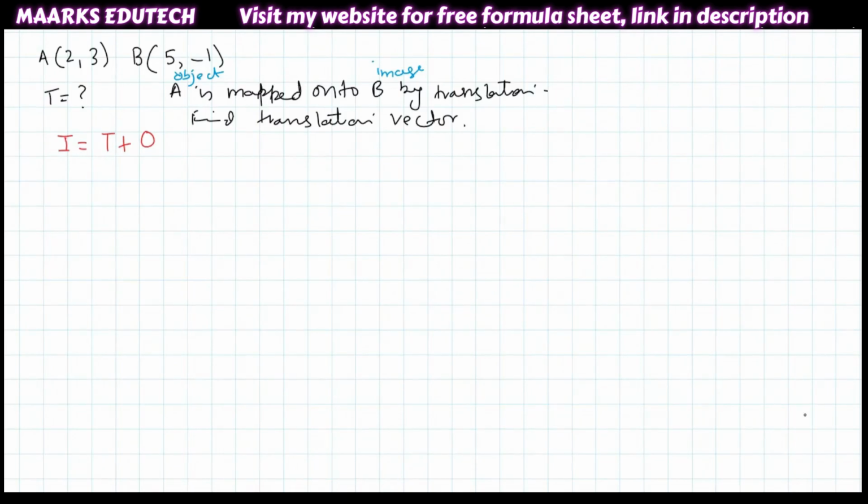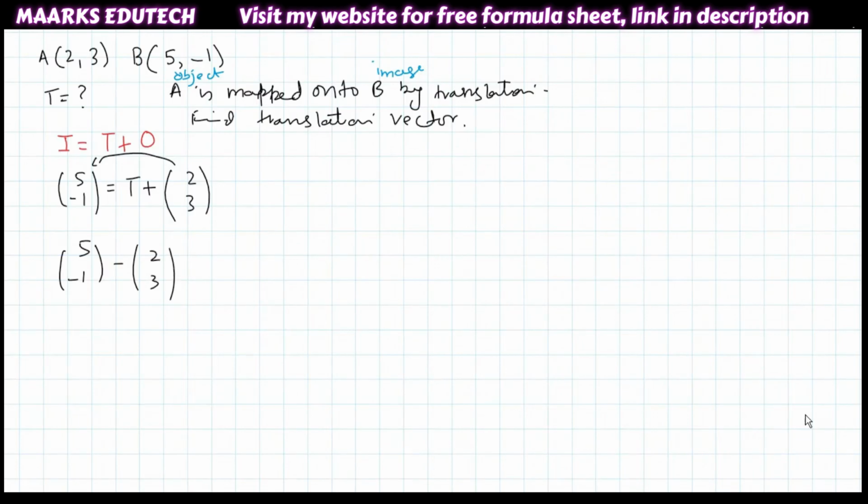So now we will use the formula. Image, we know image is B, so image is (5, -1). The translation vector we don't know, so I'll write T here, and the object is (2, 3). So here it is plus; I'll shift it to the left side and it will become minus. So (5, -1) will remain as it is, I'll put the minus sign and shift this (2, 3) to the left side, equals T.